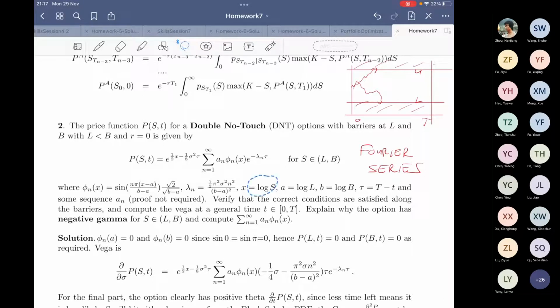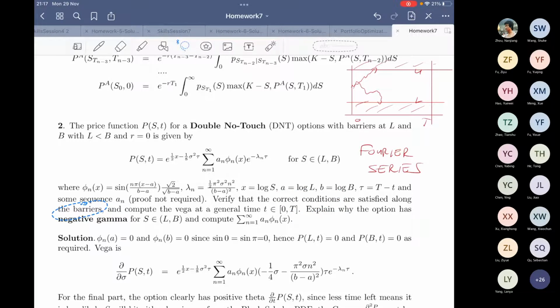The x here is just the log of the S that's there, and the a is the natural log of the lower boundary, and the b is the natural log of the upper boundary, and tau is capital T minus t, the time to maturity. And there's also an expression for a_n, which I've got in the document, but I hid it just to make the question look not so confusing. But if you actually care what the a_n is, I can send you the formula. But anyway, all I'm asking you to do is verify that the correct boundary conditions are satisfied along the barrier.